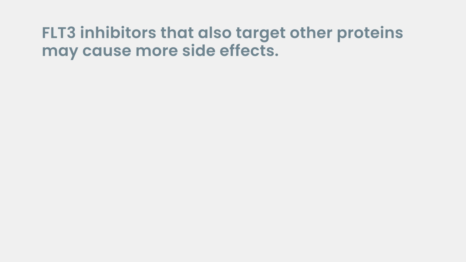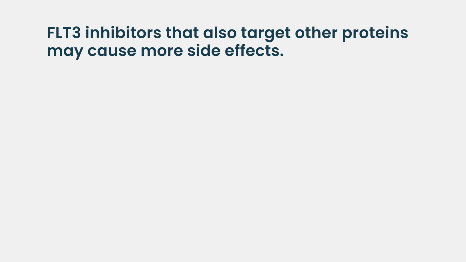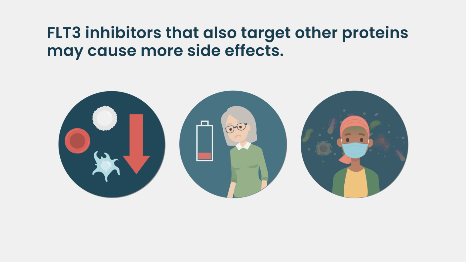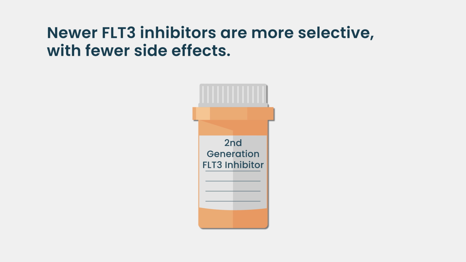And so the novel TKIs are more FLT3 specific. They also have their own side effects, of course, but these mainly target FLT3, so they may not have too many off-target toxicities and may just have regular myelosuppression, which is low blood counts, and other toxicities, but they may not be effective for other mutations, like let's say some of the earlier FLT3 inhibitors were.